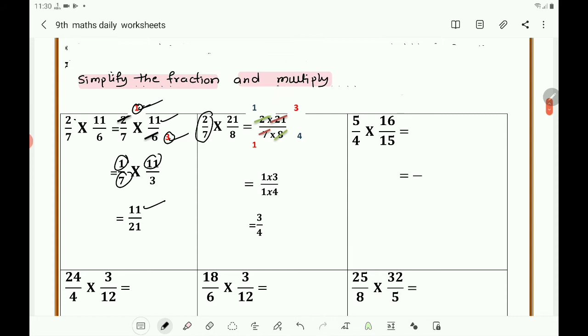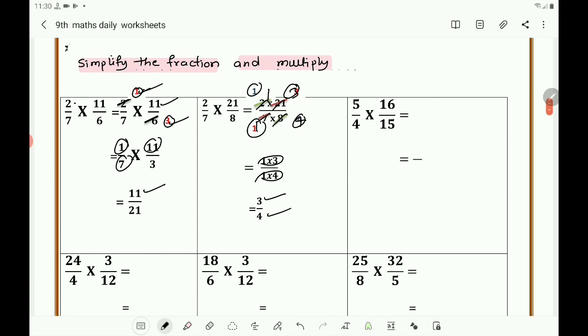Similarly, take one more, 2 by 7 into 21 by 8. Here you observe 2 is there, 2 1s, 2 4s. Then 7 and 21, 7 1s, 7 3s. Then you got 1 into 3 in the numerator and 1 into 4 in the denominator. So 1 into 3 is 3, 1 into 4 is 4.